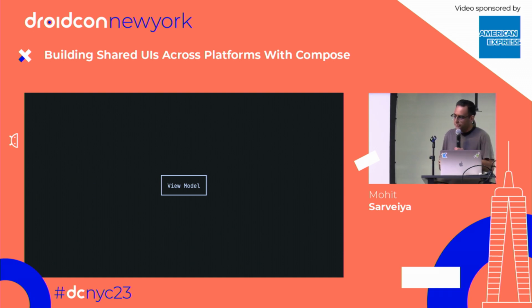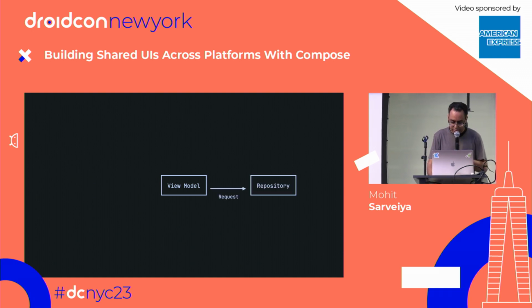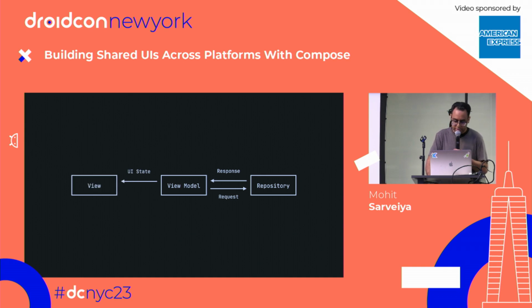What I'm going to do is set up an architecture like this, where the view model talks to the repo, you get a response back, and you give the UI state to the view, and you can push events to the view model. But bear with me, this looks common, something all of you do.